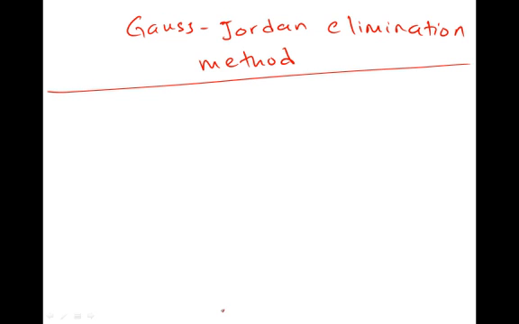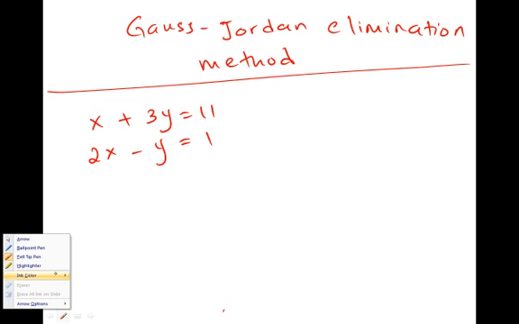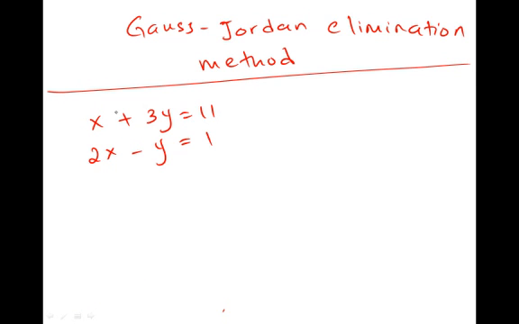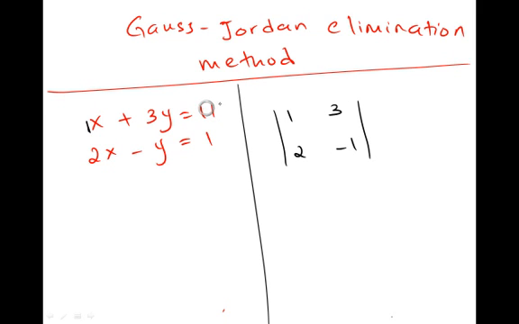So let's say that I have this simultaneous equation. Right now I'll solve for you a 2 by 2. Let's say that I have the first equation x plus 3y equal 11 and the second one 2x minus y equal to 1. First thing, you have to check the coefficients of x and y and put them in the matrix. The coefficient of x is just 1, and for y it is 3; 2 for x and negative 1 for y. The answers are 11 for the first equation and 1 for the second one.